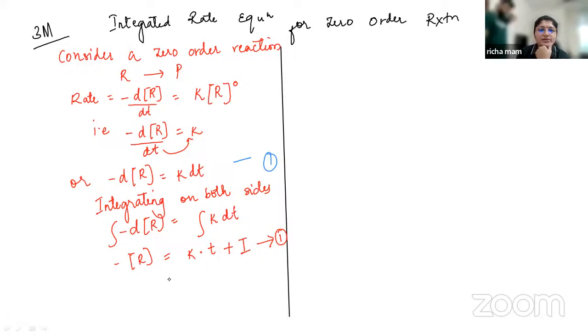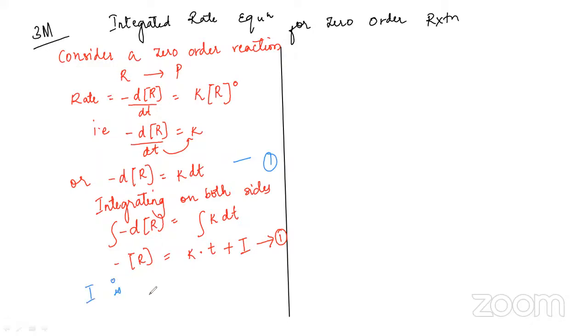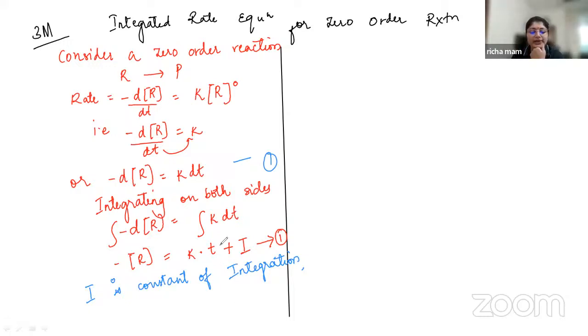Now, what is I here? I is the constant of integration. Okay, I is the constant of integration. So how can you find its value? Its value can be found out by considering the initial conditions.